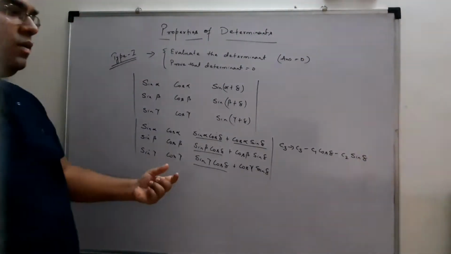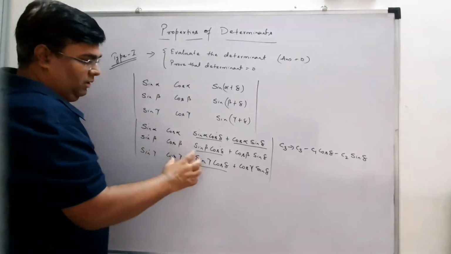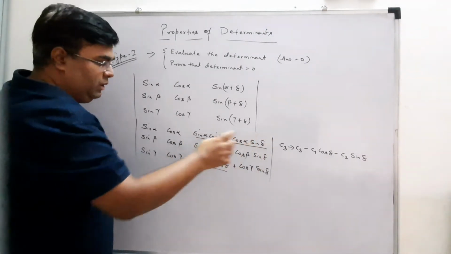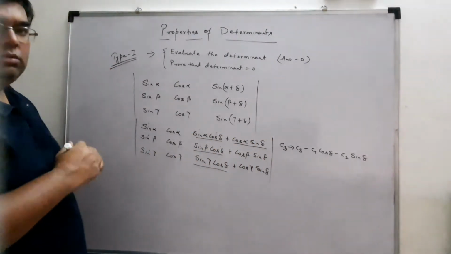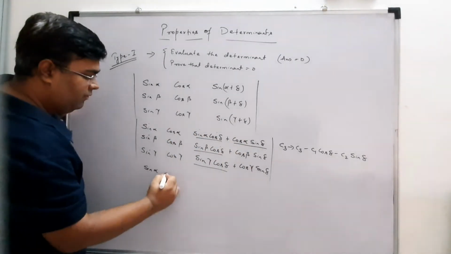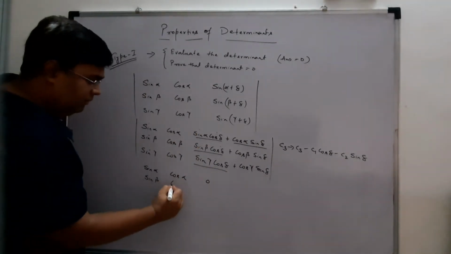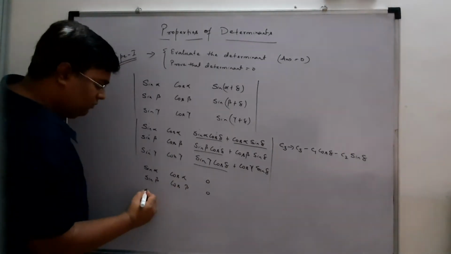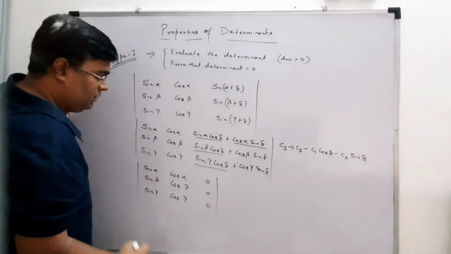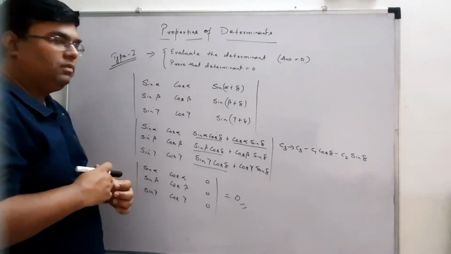C3 minus C1 cos delta minus C2 sin delta. What will happen? Yes, the C1 cos delta will cancel this term, and C2 sin delta will cancel this term. So my third column will become sin alpha cos alpha 0, sin beta cos beta 0, sin gamma cos gamma 0, and hence it is equal to 0. Correct?